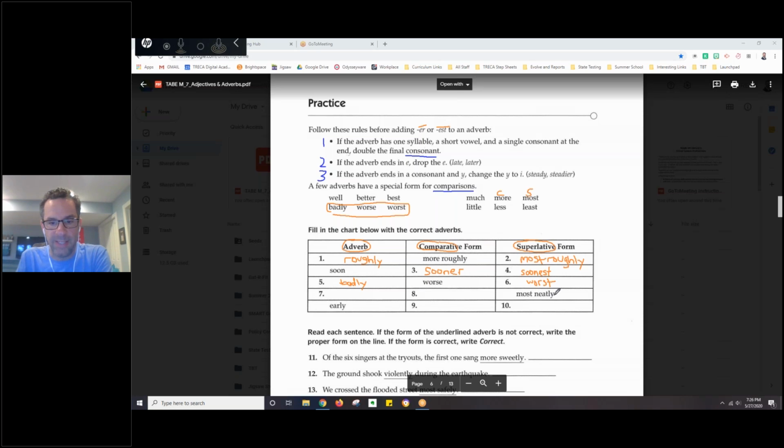The adverb here is neatly. So the superlative is most neatly. What's the comparative form? It's not most. It's going to be more. No, I'm sorry. Neater? Most neatly? Neat? Neatly. I think maybe it's more neatly. Let's try more neatly.